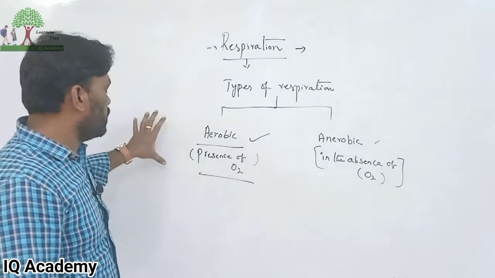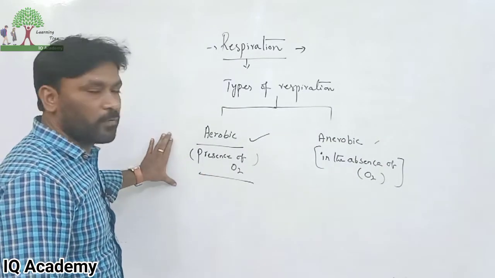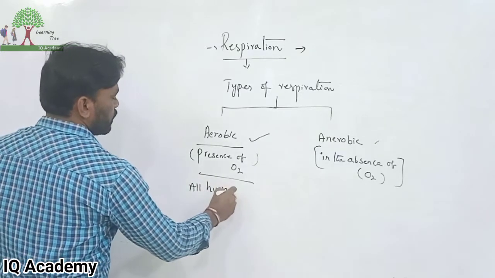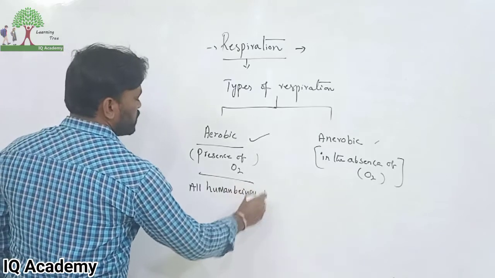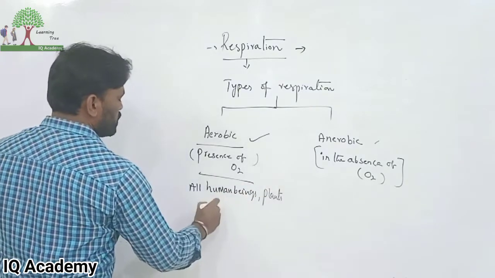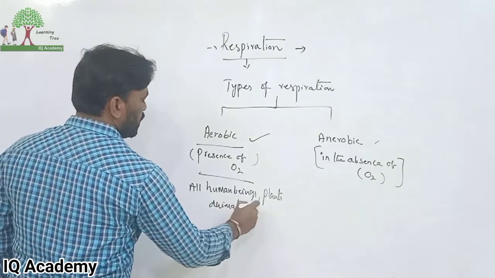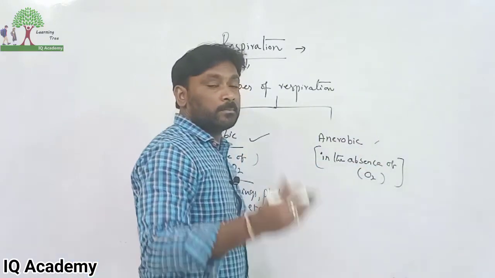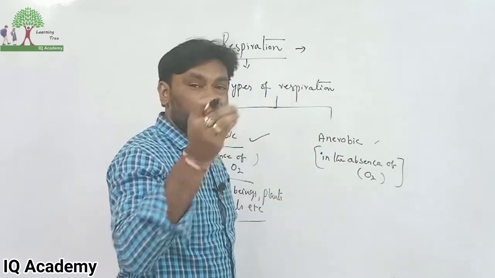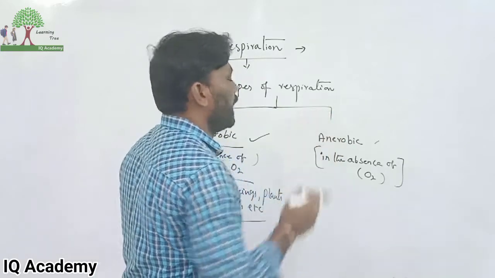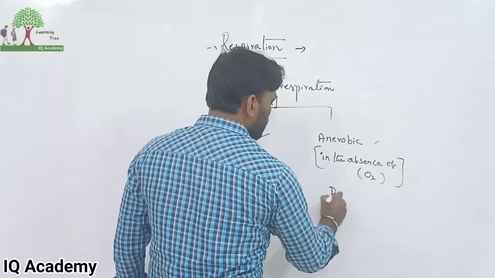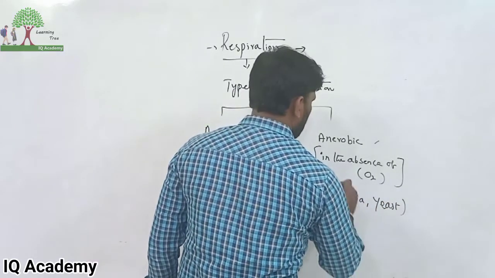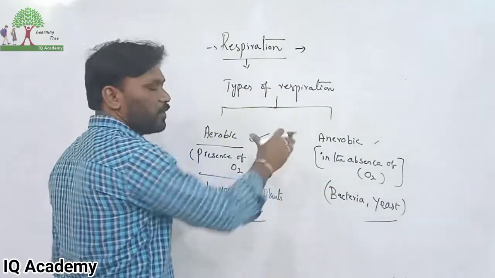In aerobic respiration, respiration takes place in the presence of oxygen. Examples: all human beings, plants, animals, etc. come under aerobic respiration. Anaerobic respiration is respiration that takes place in the absence of oxygen. Examples: bacteria and yeast. So these are the types of respiration.